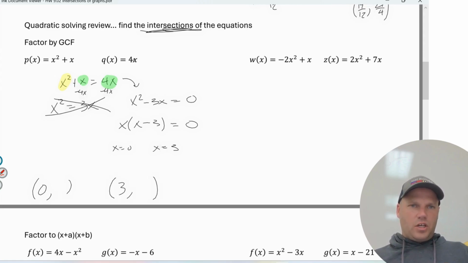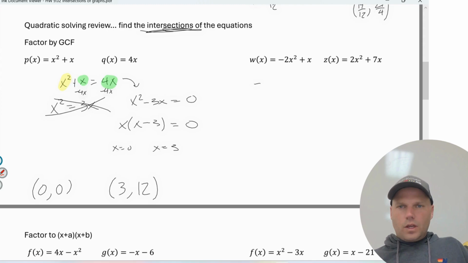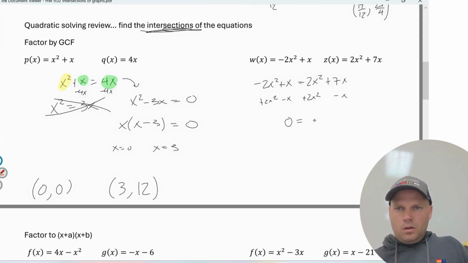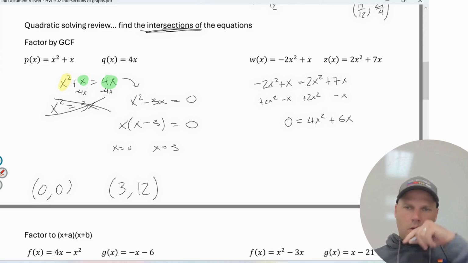If you plug in 0, you're going to get 0. If you plug in 3, you get 9, 12. If you plug in 3, you get 12. So 0, 0, 3, 12. Okay. So it's going to be a lot of rinse and repeat deals where we will be doing the same thing every time, just understanding what to do and why.